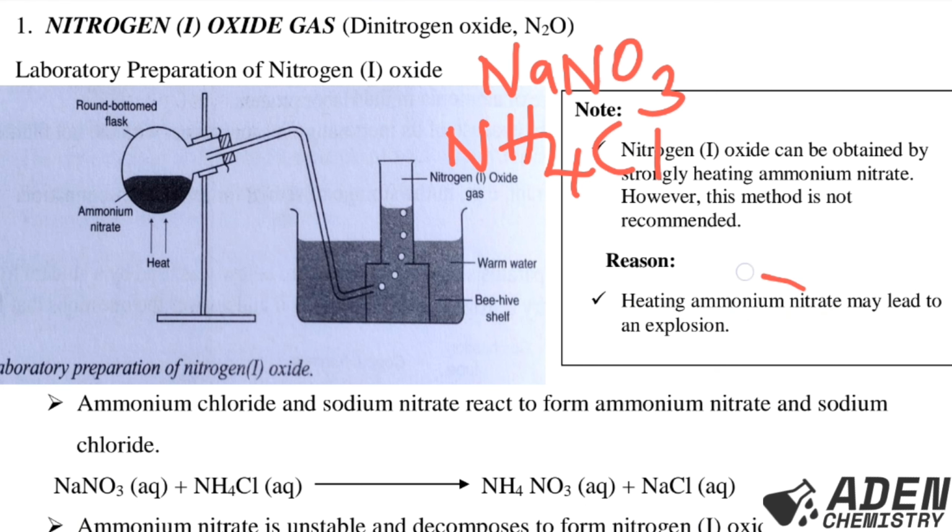So to avoid this explosion, ammonium nitrate is heated indirectly. How indirectly? Sodium nitrate is mixed with ammonium chloride and the mixture is heated, so that when sodium nitrate reacts with ammonium chloride, ammonium nitrate and sodium chloride are formed. Sodium chloride has no effect on heating, but ammonium nitrate decomposes on heating because it's unstable and forms nitrogen monoxide and also steam as the products.